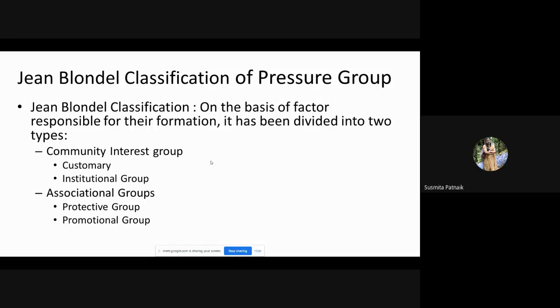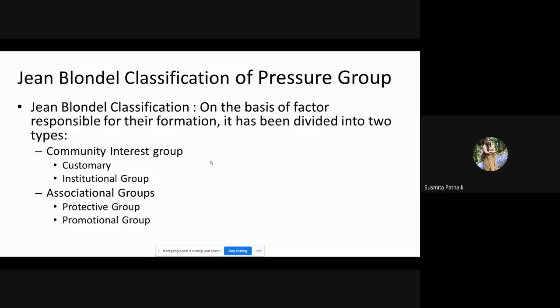The second category is called the promotional group. The promotional group is the group that wants to develop or promote the ideology of the group. It pushes the group to go ahead. That is called the promotional group. So these are the two types of group that have been given by Jean Blondel.